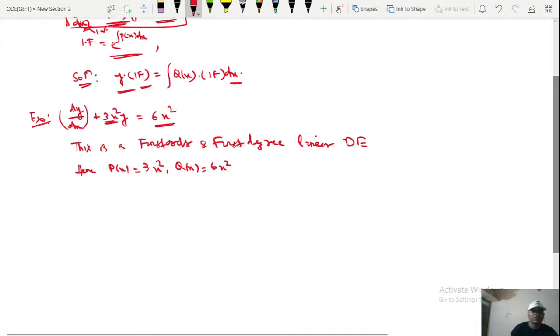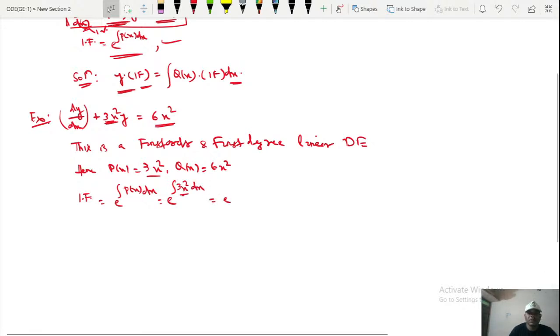Next you have to find the integrating factor. The integrating factor is e to the power integration of p of x dx. Here p of x is 3x square, so this is e to the power integration of 3x square dx. The integration of 3x square is 3 into x cube by 3, so e to the power x cube. The integrating factor is this one.